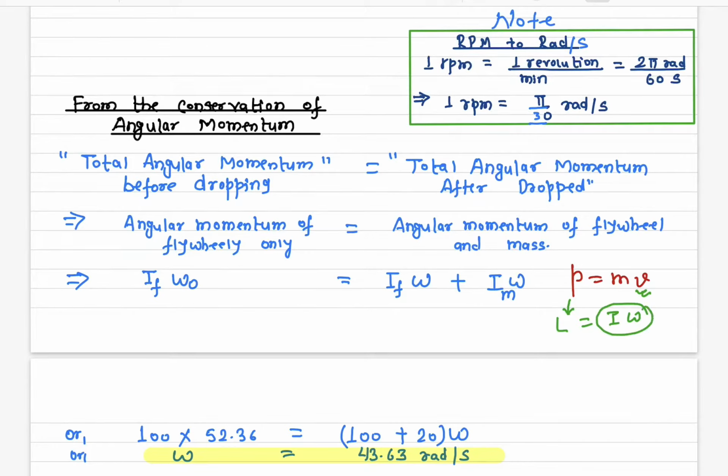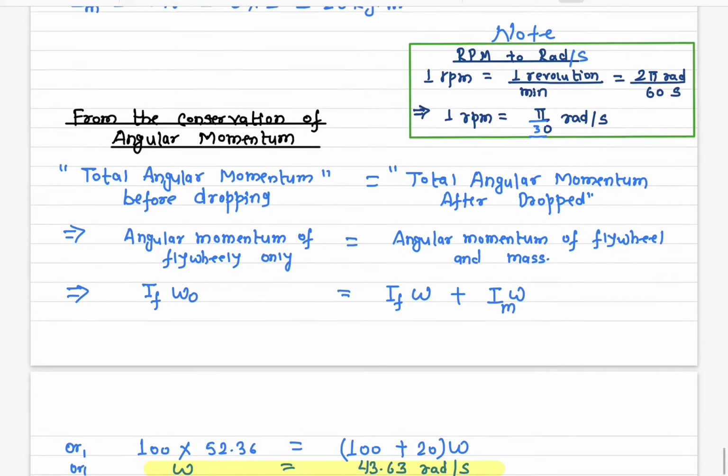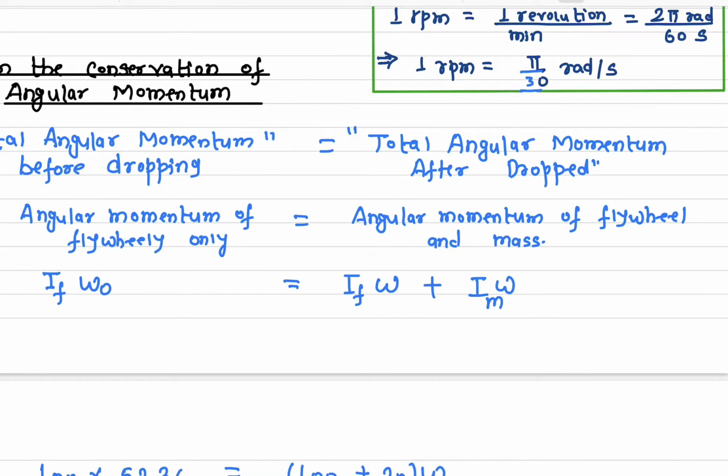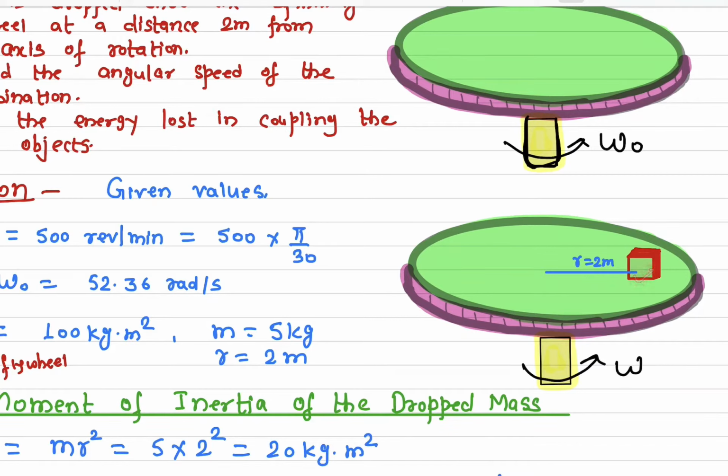So I times omega gives you the angular momentum. Okay, so we have the I times omega naught. Here I_F stands for the flywheel, and omega naught is the angular speed of the flywheel before the mass is dropped. Once the mass is dropped, we have to take into account both the disk or the flywheel and the mass. So this is the angular momentum of the flywheel, and this is the angular momentum of the mass.